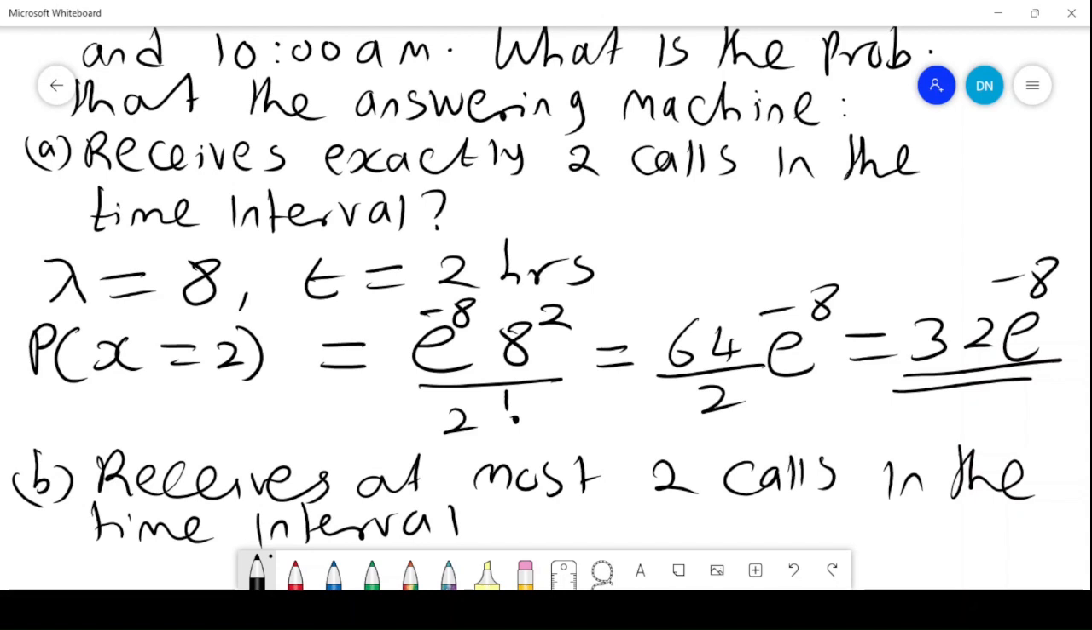Part B of the question, that the answering machine receives at most 2 calls in the time interval.